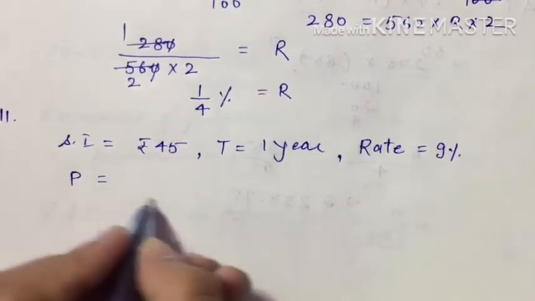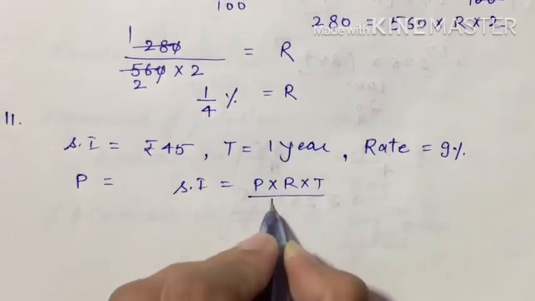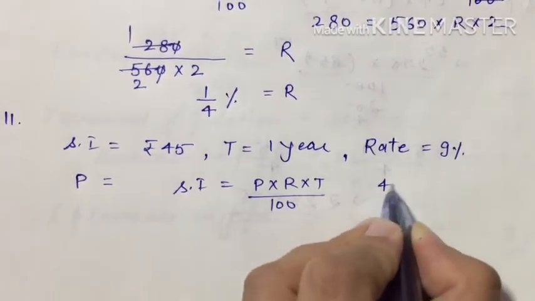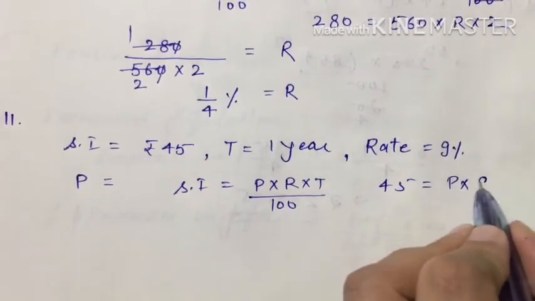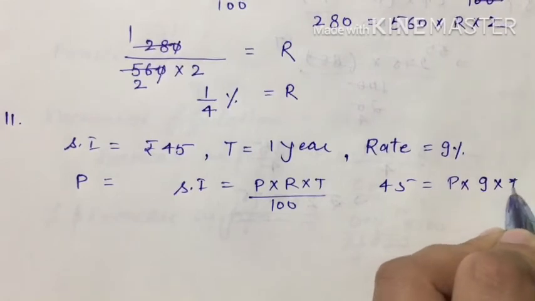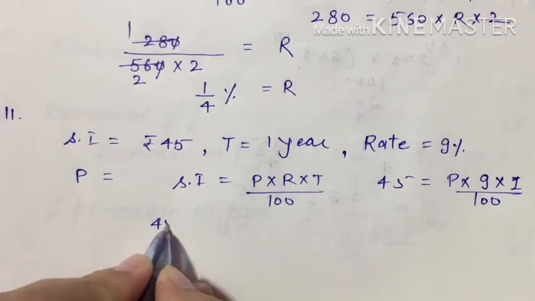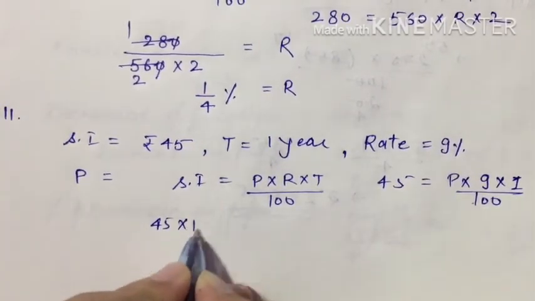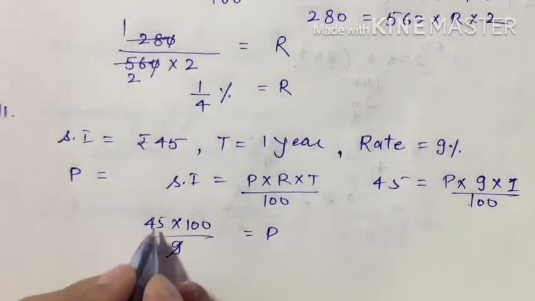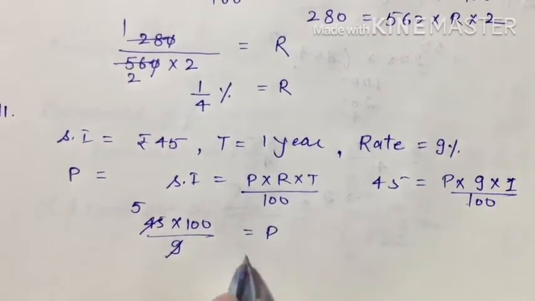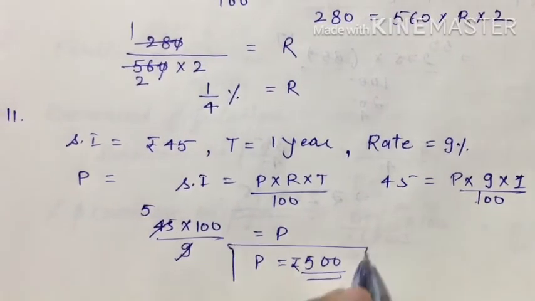So I will use the same formula. SI is equal to principal into rate into time divided by 100. What is my SI? 45 is equal to principal multiplied by rate. What is my rate here? 9. What is my time? 1 year, divided by 100. Okay, I will take all these things to the other side. 100 will be multiplied by 45, 9 will come down and here my principal will be there. 9 and 45 can be cut by the table of 5. What is my principal? Rupees 500. This will be the answer.